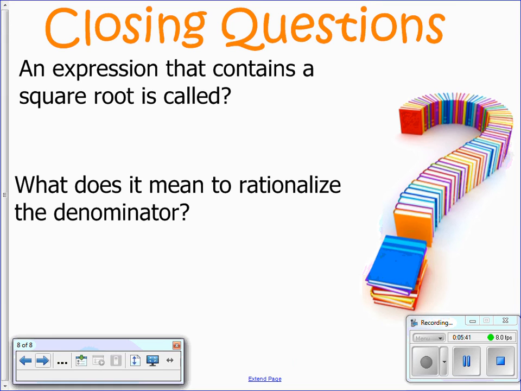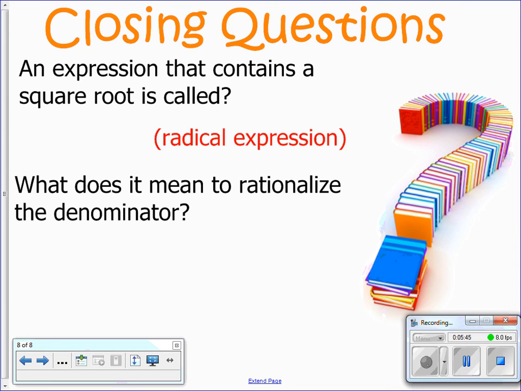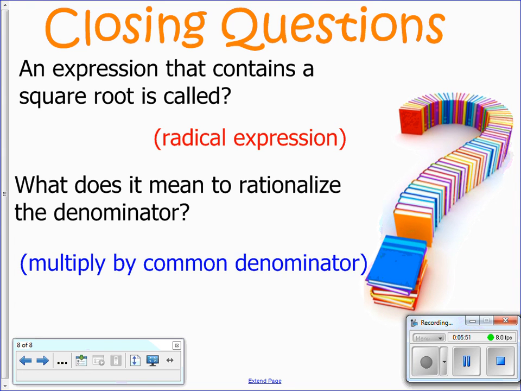So an expression that contains a square root sign is called a radical expression. And what does it mean to rationalize the denominator? It means to multiply by a common denominator so that your denominator is not a radical. It is a rational number.